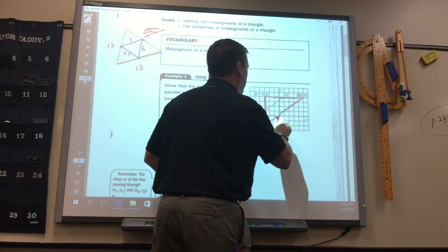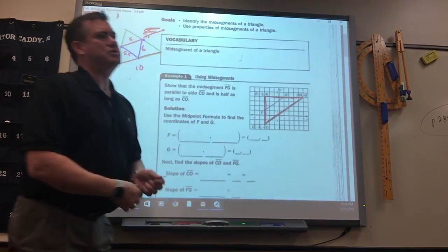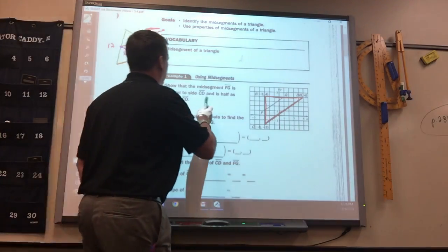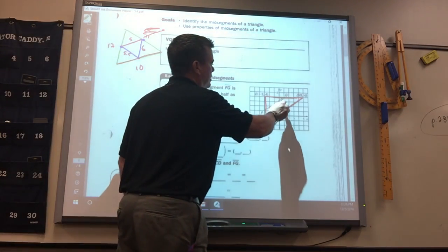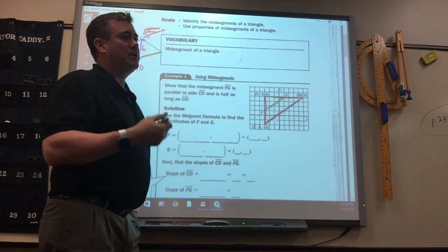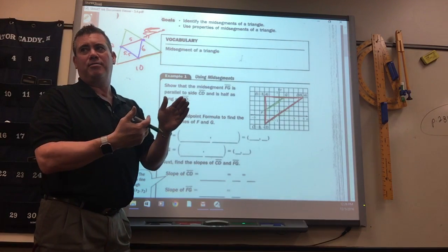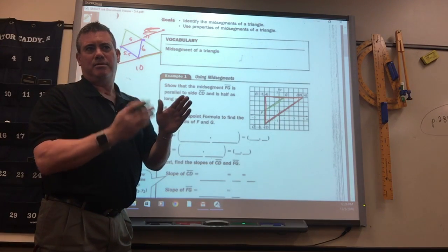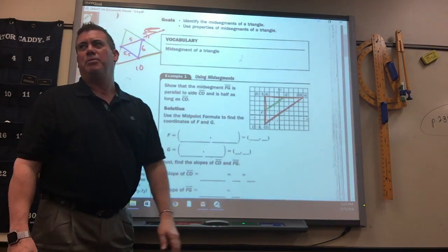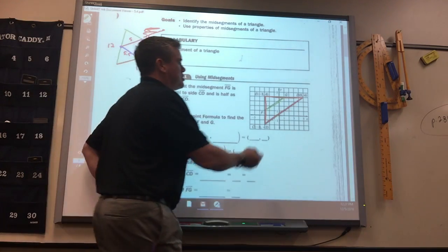Now, here, we got to go back and we got to use some stuff that we did beginning of the year. We're going to show that the mid segment is parallel. Here's the mid segment, and half as long. So if these two lines are parallel, what do they got to have? Congruent angles, yep. This angle equals that. But if it's on a graph, same slope. So you just check.